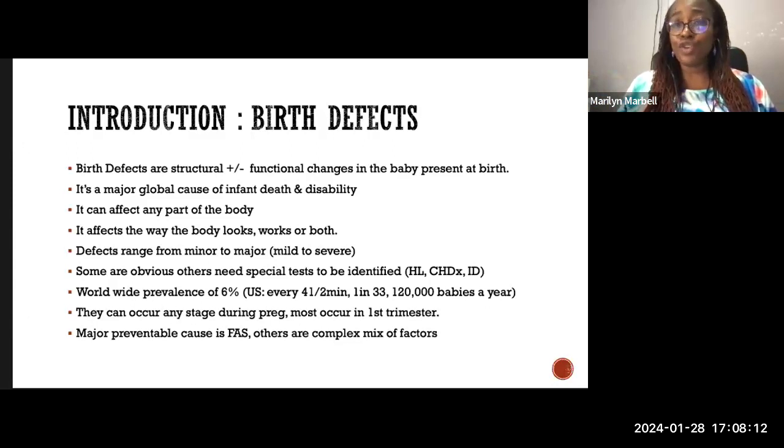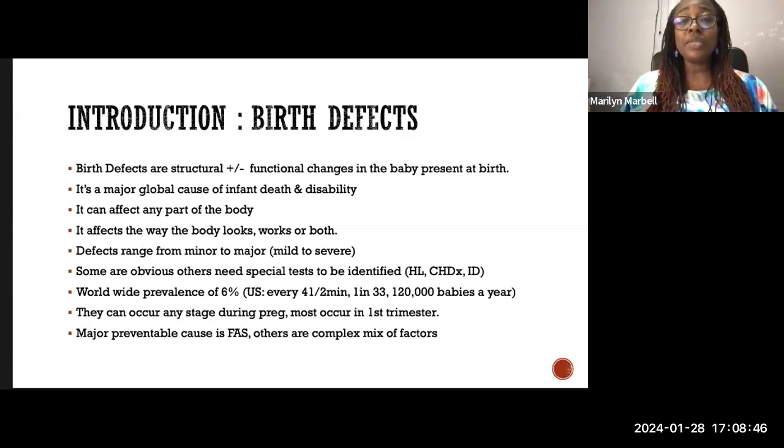Some are very obvious, and we'll see in some of the pictures, but others are also very subtle. Like if a child is born and they have a hearing impairment. If you do not do a newborn hearing screen, if you do not actually look for it, you may not know. And I have children coming to the office who are 3, 4, and are not talking, and we are now realizing it's because they cannot hear properly.